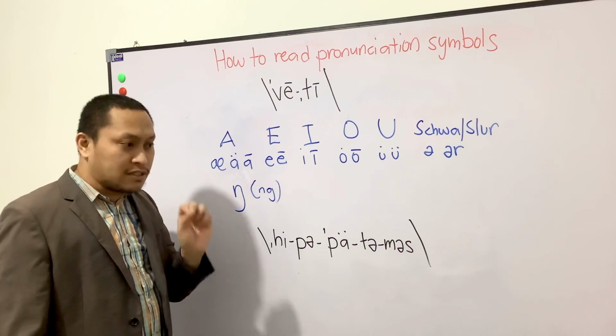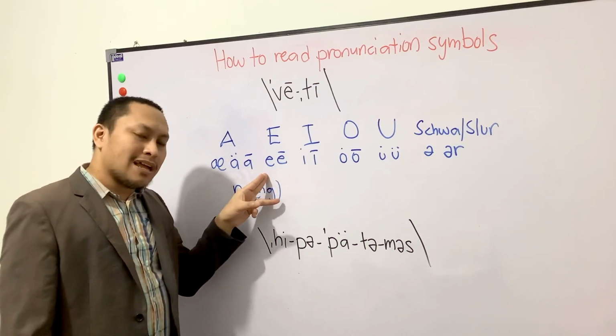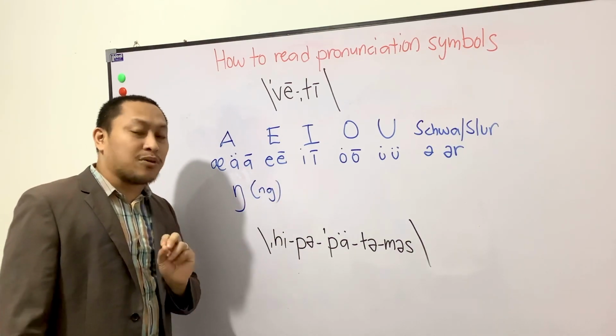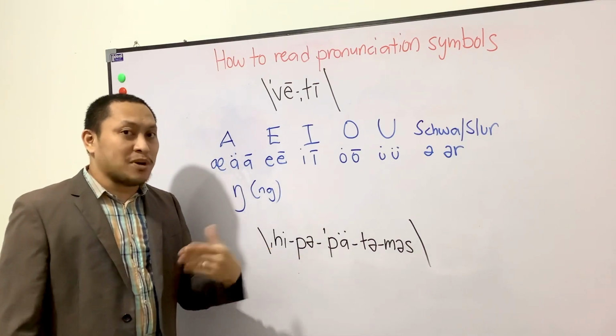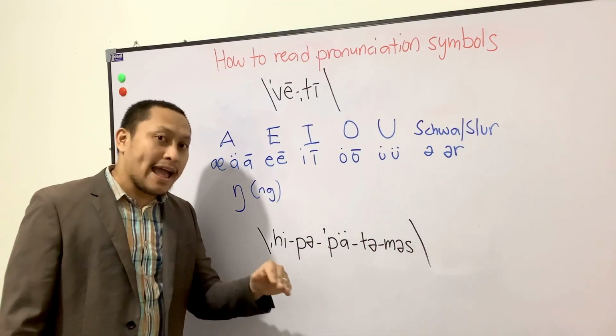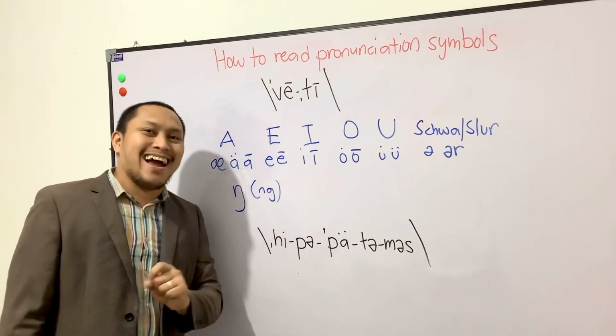So if you see a simple small letter E, this is the short E sound. And the short E sound is eh. So it's pretty much like our Tagalog E, eh. Ewan ko sa'yo. There. All right.